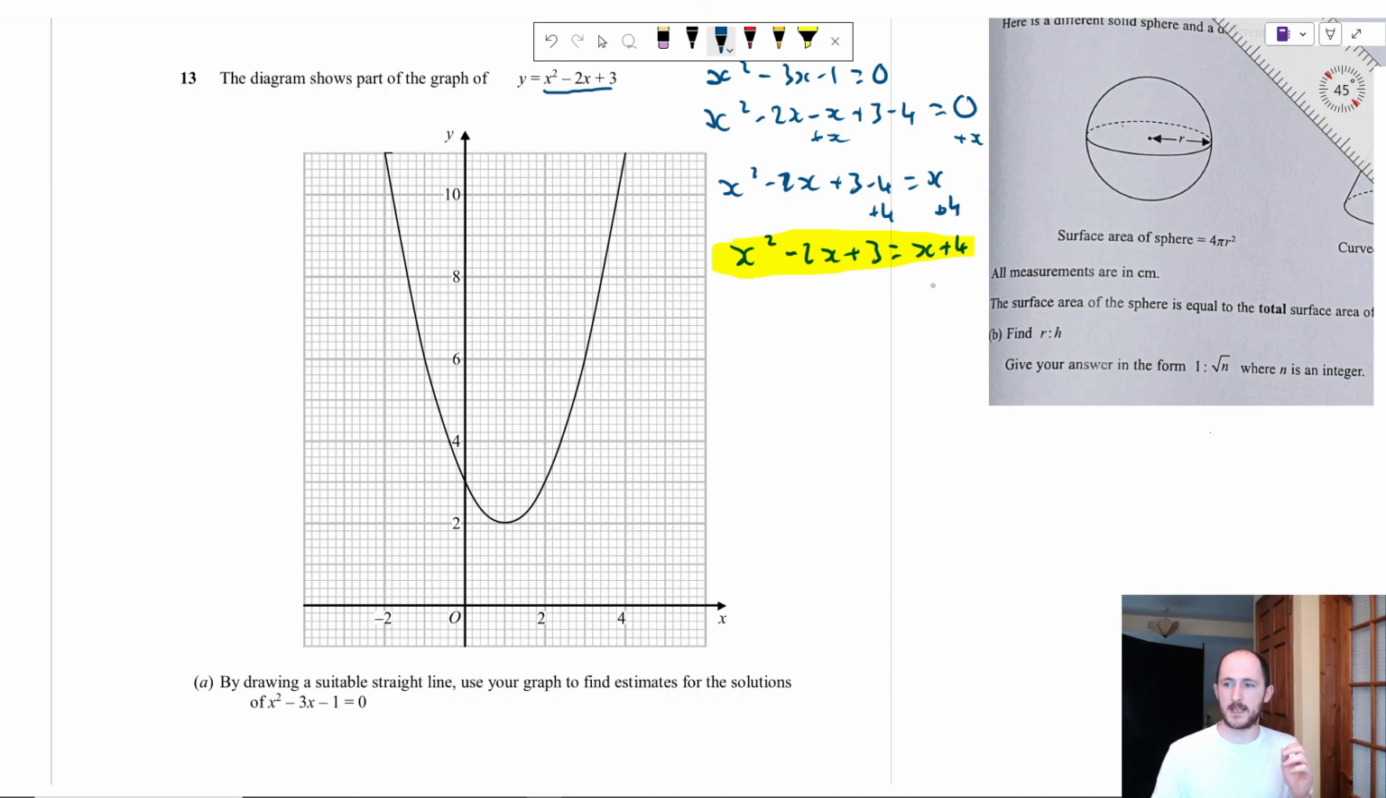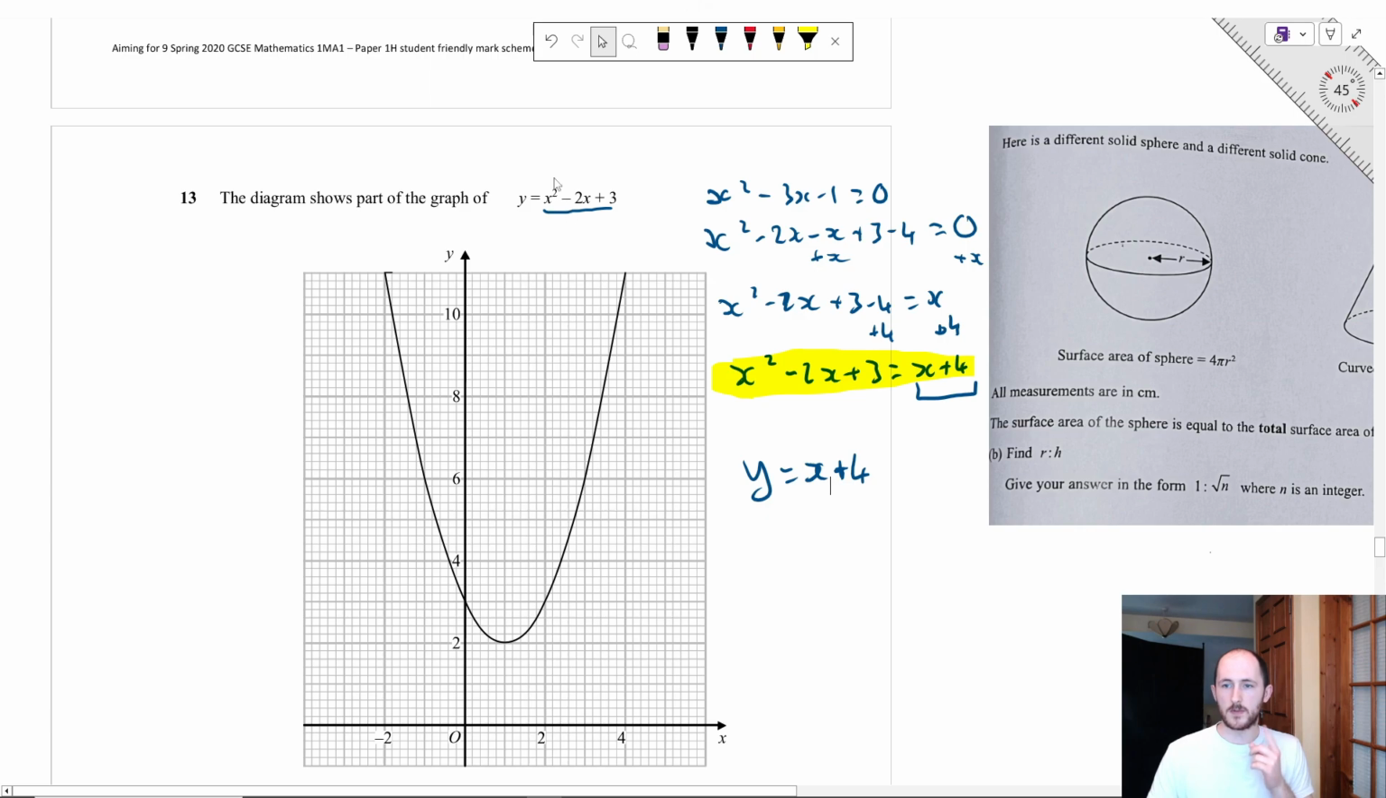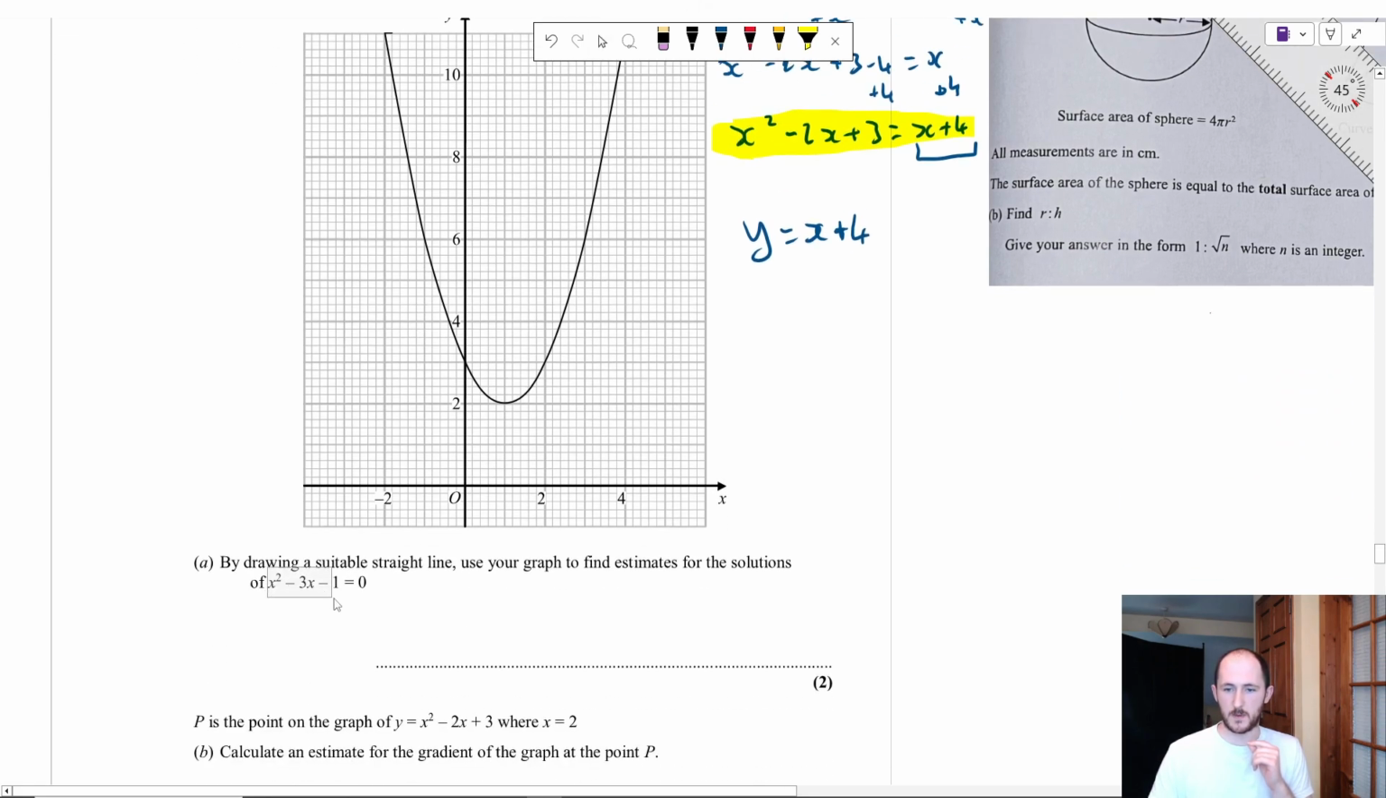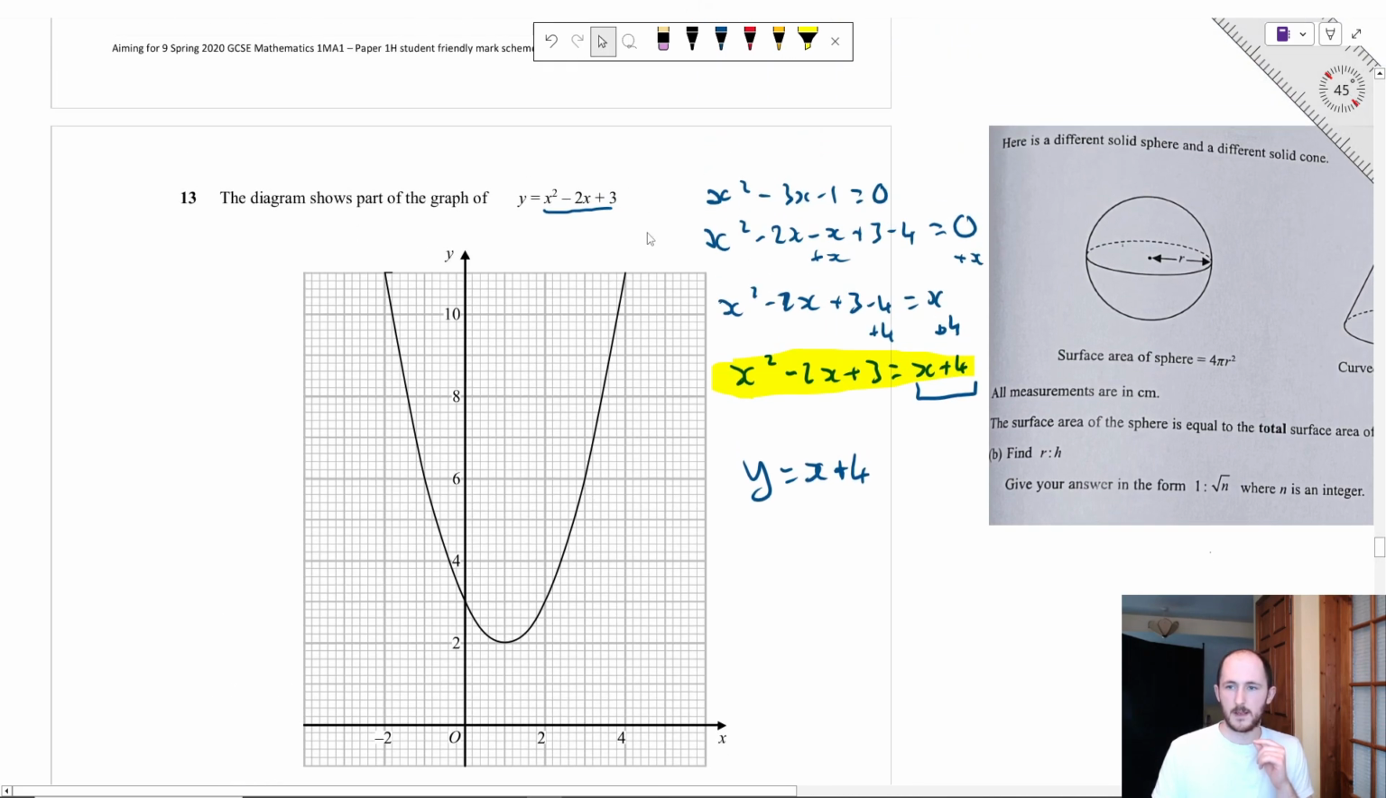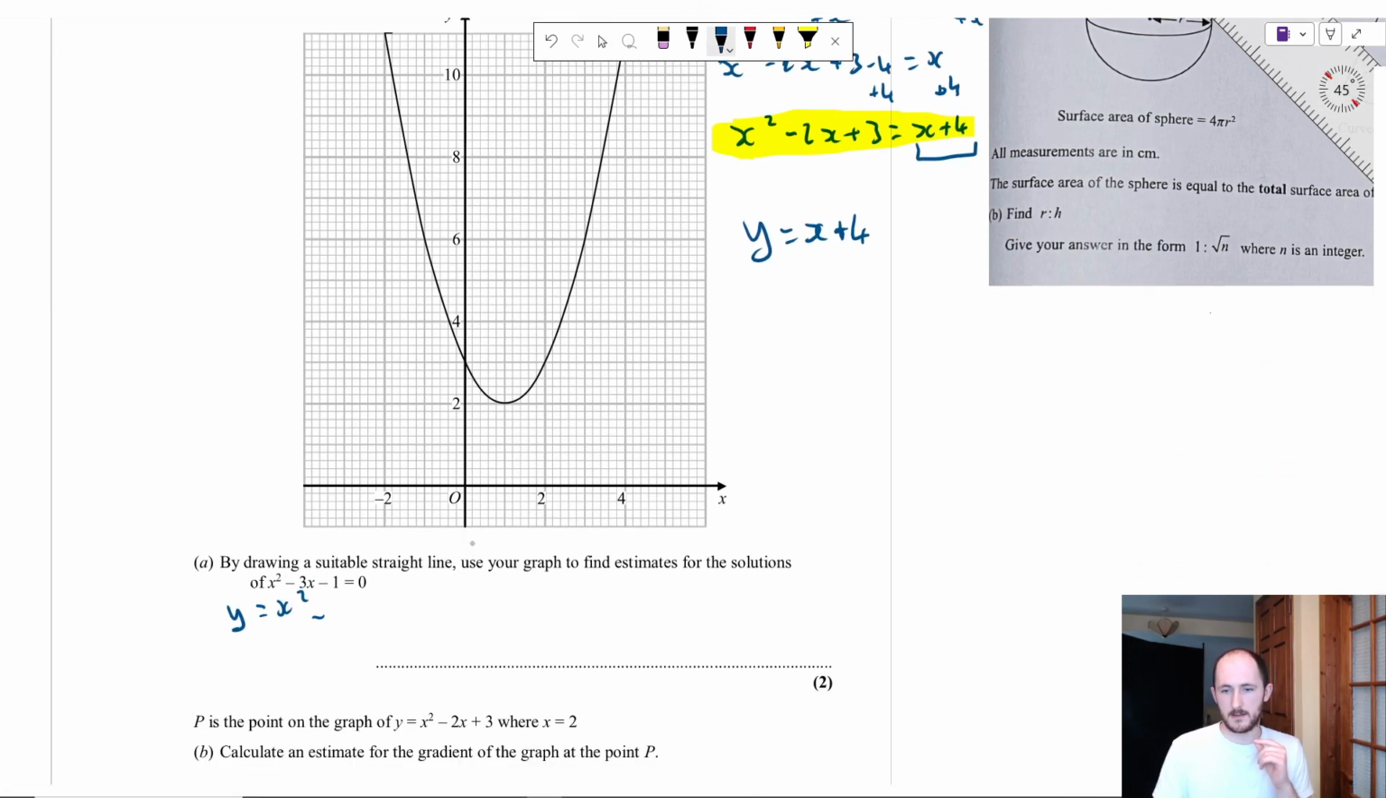So all we need to do is sketch the graph of y is equal to x plus 4. Why transfer over the x and 4? Good question. So I want to write this equation, right, like this equation here. Okay, because if you look at the actual equation they've given me, it's x squared minus 3x minus 1. The only graph I have is x squared minus 2x plus 3. Yeah.